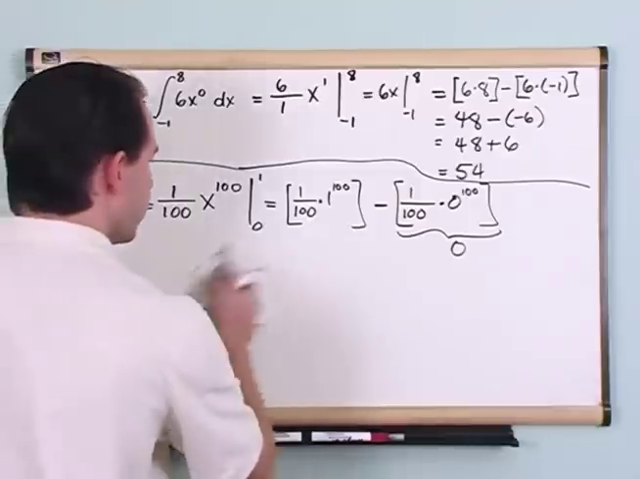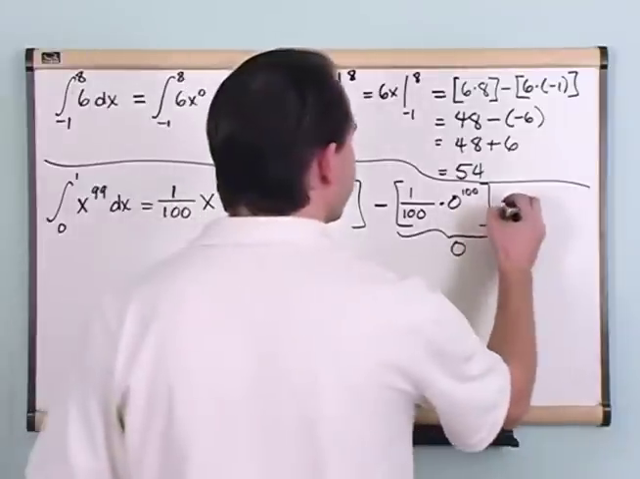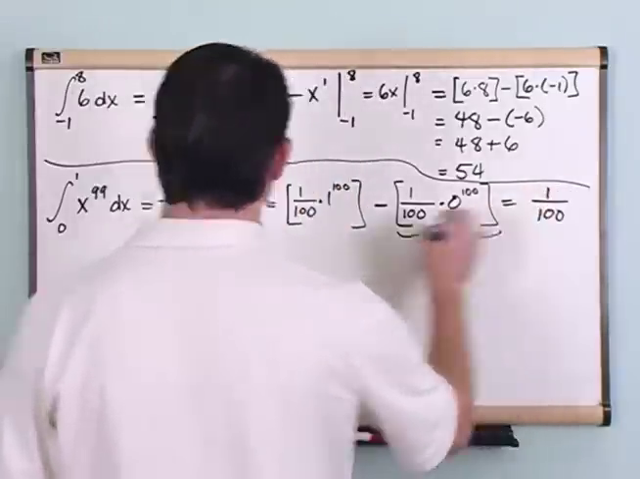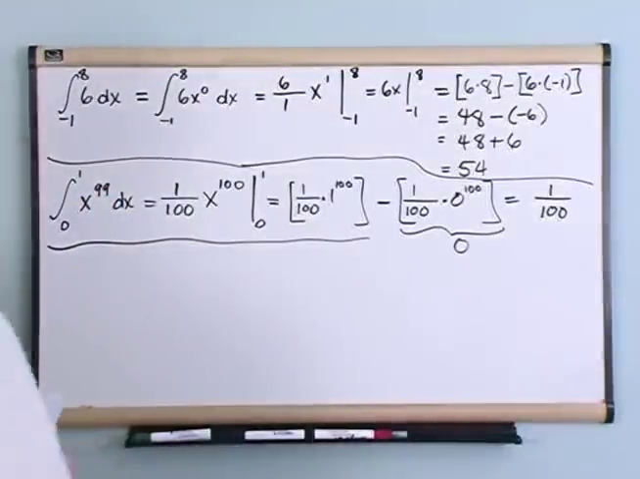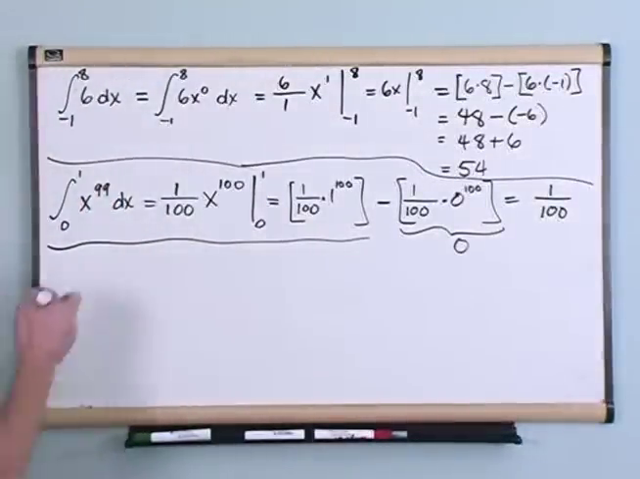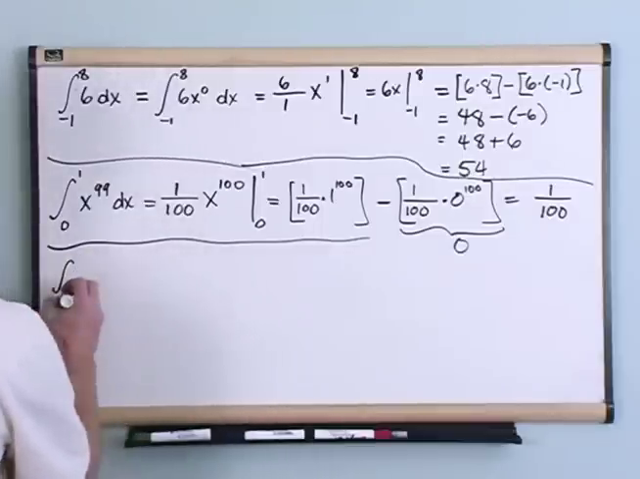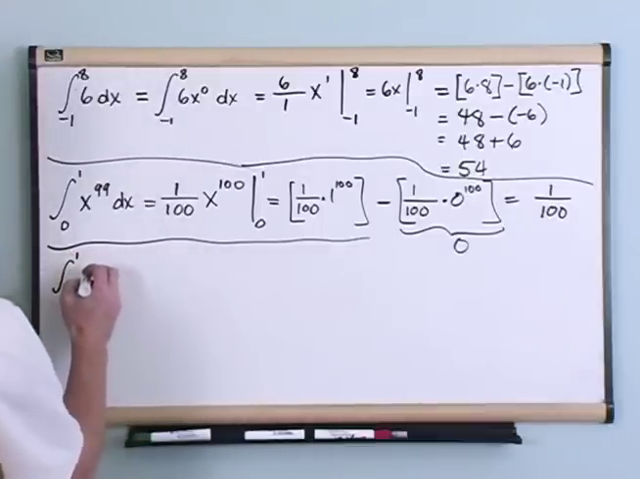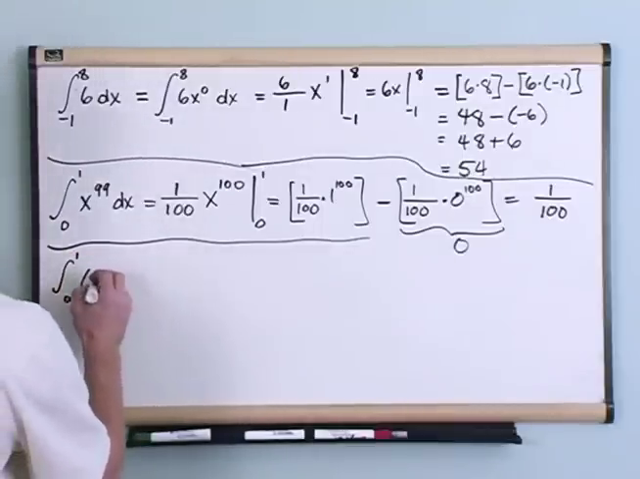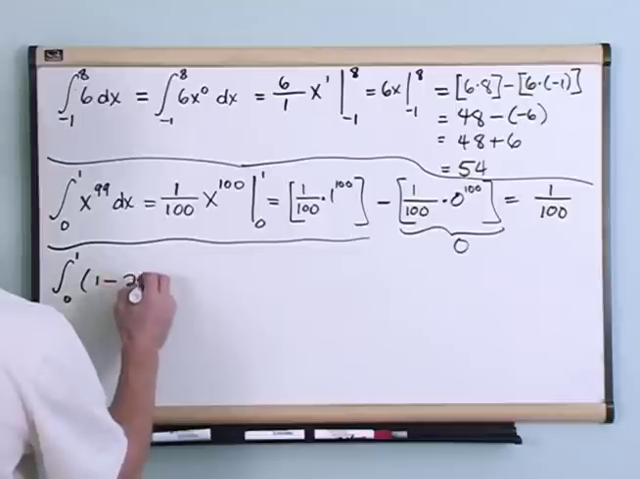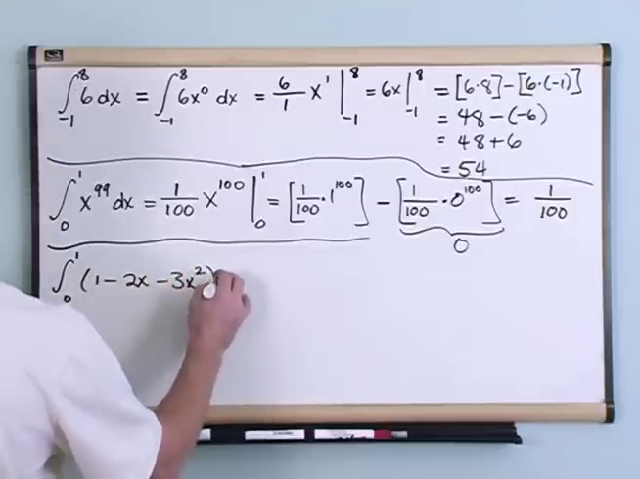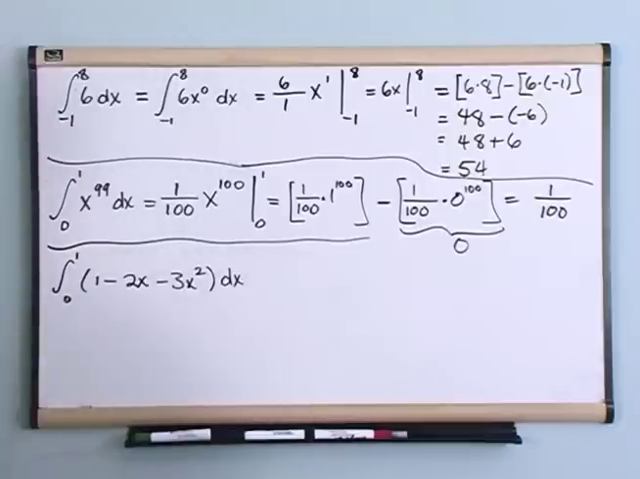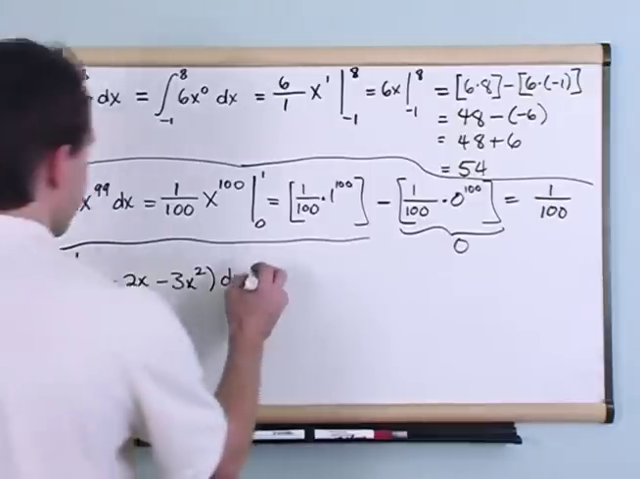So what I'm going to do to save a little space, I'm going to say this is equal to 1 over 100, just like we just said, and I'm going to work another problem right underneath here. Okay, now what if we had a problem that looked like this? Integral from 0 to 1 of 1 minus 2x minus 3x squared dx, okay? And we want to evaluate this guy.